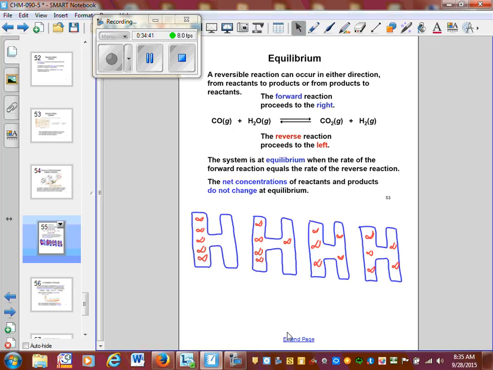So the process hasn't stopped. Goldfish haven't stopped swimming. It's just that they prefer to be in a certain orientation. That's equilibrium. The key is equilibrium. The reactions don't stop. The forward equals the reverse.